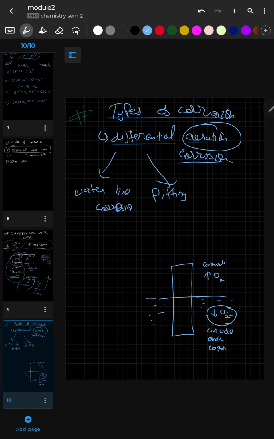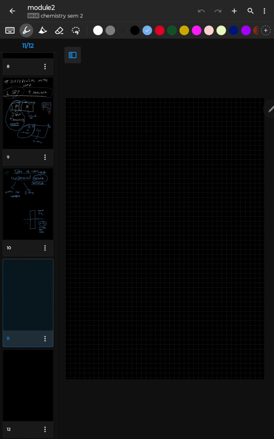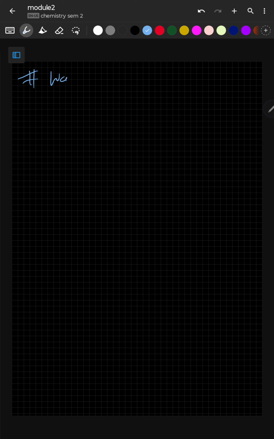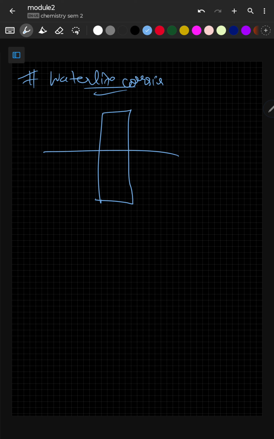Now I will explain the first one, that is waterline corrosion. This is the same thing that I explained, that same thing only. So when the metal is in water, near the junction, this is known as the line of rust. The line of rust is formed at the junction of the anode and cathode, the submerged part and the not submerged part. Or you can also call it the meniscus.